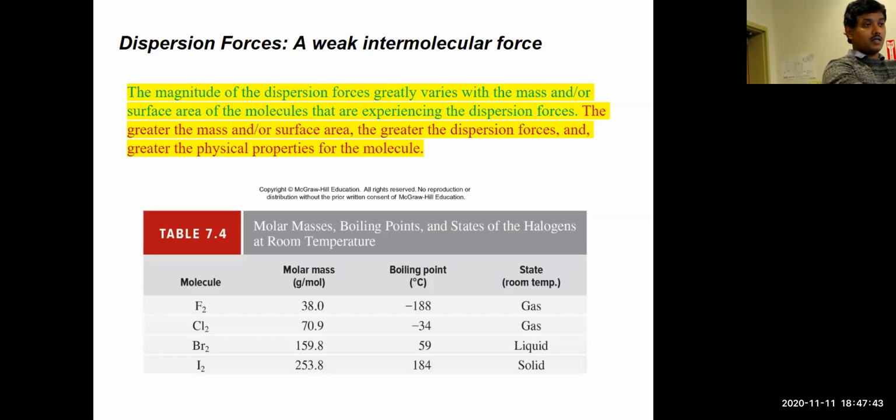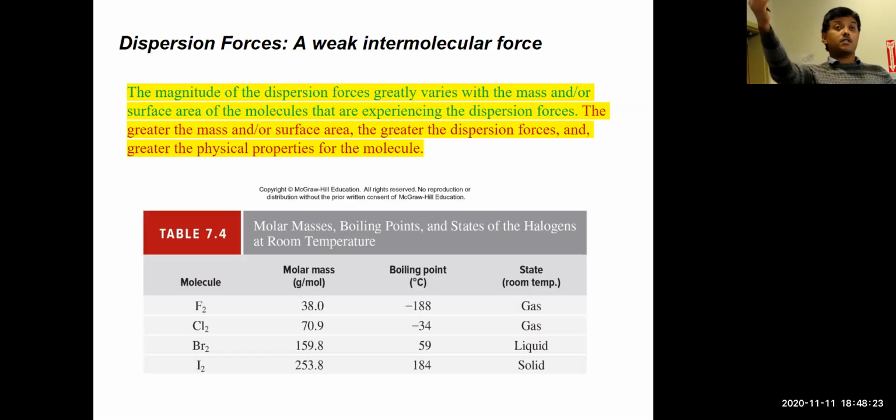Also, you can see the effect in the physical states. F2 and Cl2 are gases because the intermolecular forces between these fluorine and chlorine molecules are not sufficient to keep them in either liquid or solid form, because they have a tiny surface area and can barely interact with one another. That's why they are still gases. But Br2 is a liquid, and iodine is a solid. See, the only difference between them is mass and the larger surface area. Iodine is a solid, but F2 is a gas.